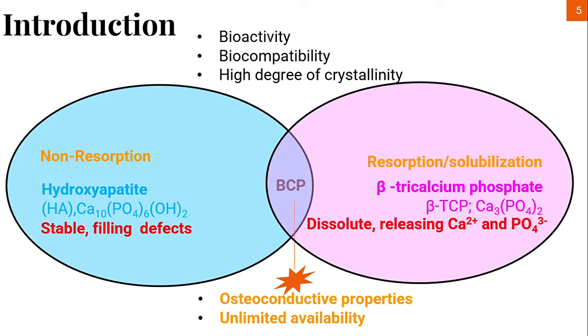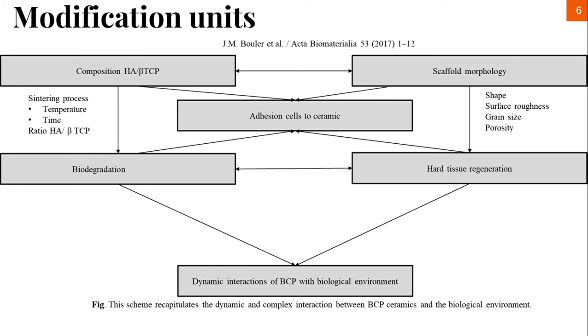The 2 compounds combine to create the 2-phase compound called BCP, which has the combined properties of each phase. Because changing the composition of each component will affect the material properties, the potential of BCP is unlimited. The commonly seen modifications are shown in this diagram. As mentioned, the percentage of each phase will change the degradation.